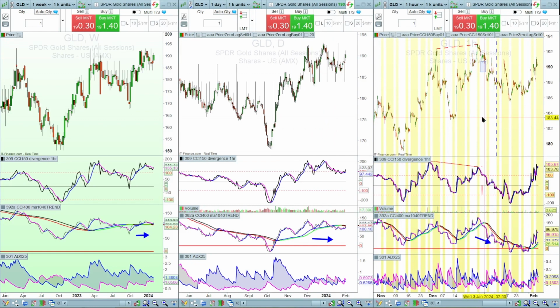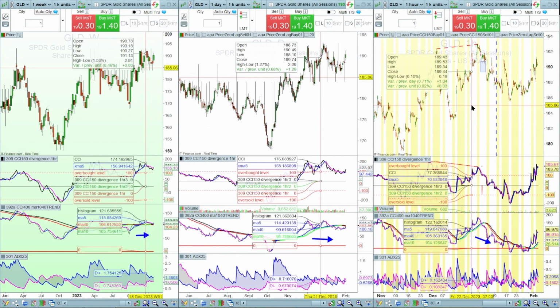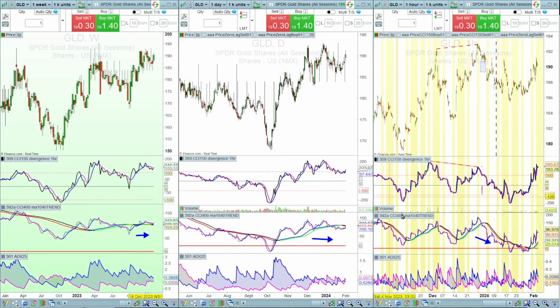And on the hourly, which is more often than not where the divergences are showing up, we did have a bearish divergence back here. It fell down. You can see there, if I drew a Fibonacci retrace between that low and that high, it's bounced off the 50% level.